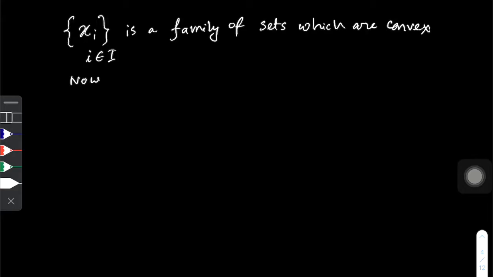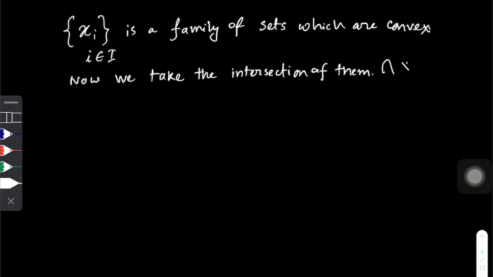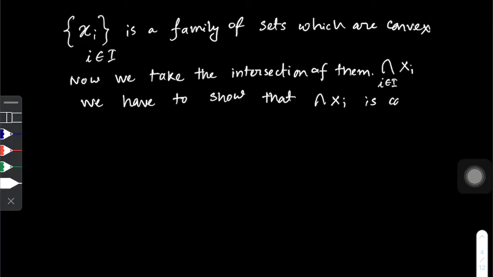Now we consider the intersection of all this family of sets that we are considering in our current setting, and we represent it by this sign, the intersection of X_i, where i belongs to big I. According to the first theorem, we have to show that this is convex, that the arbitrary intersection of convex sets is also convex.